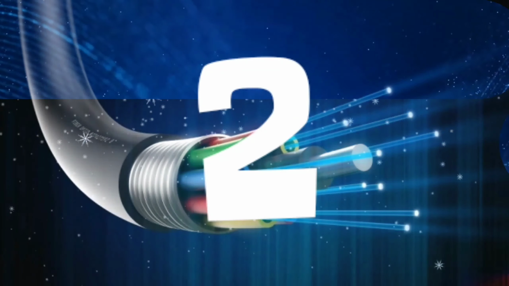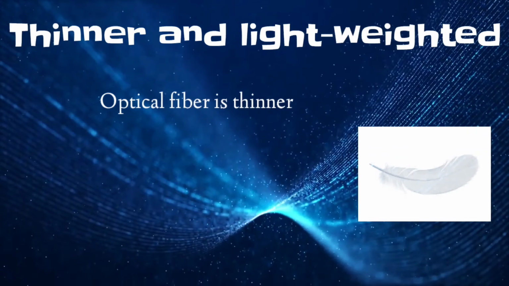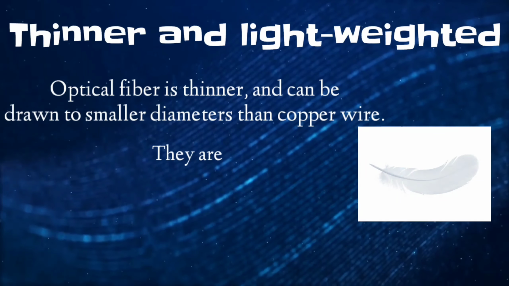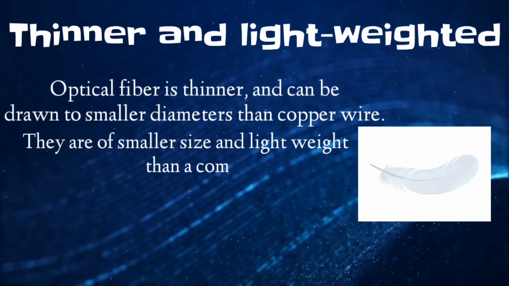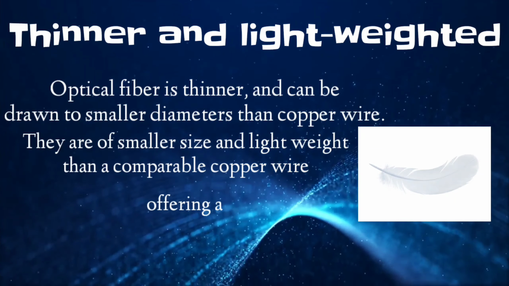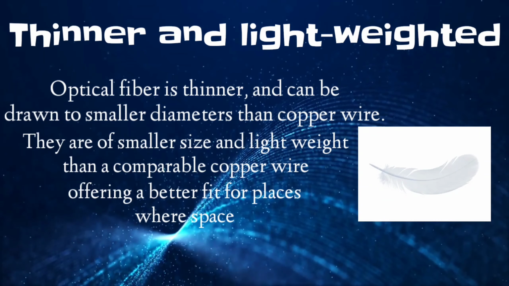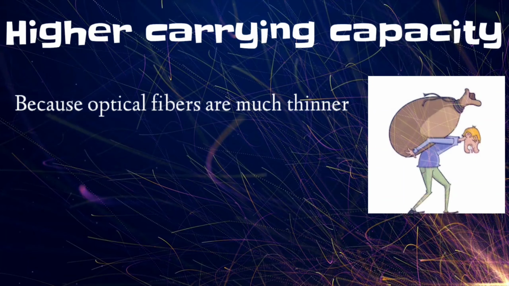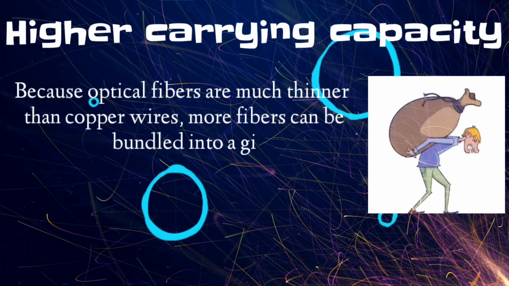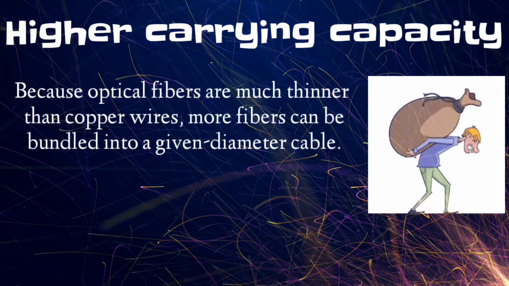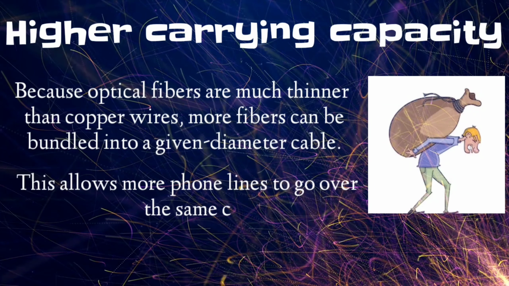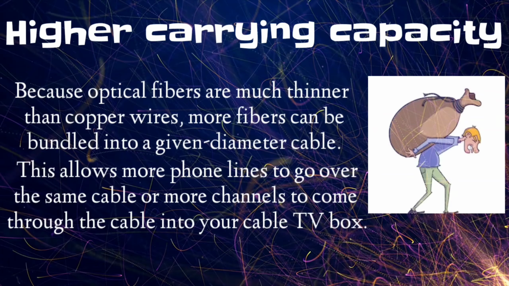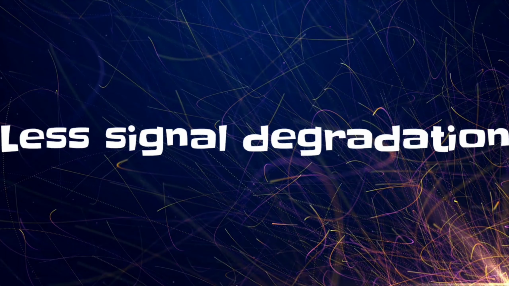Second, thinner and lightweight. Optical fiber is thinner and can be drawn to a smaller diameter than copper wire. It is smaller in size and lighter than a comparable copper wire cable, offering a better fit for places where space is a concern. Third, higher carrying capacity. Because optical fibers are much thinner than copper wires, more fibers can be bundled into a given diameter cable. This allows more phone lines to go over the same cable or more channels to come through the cable into your cable TV box.